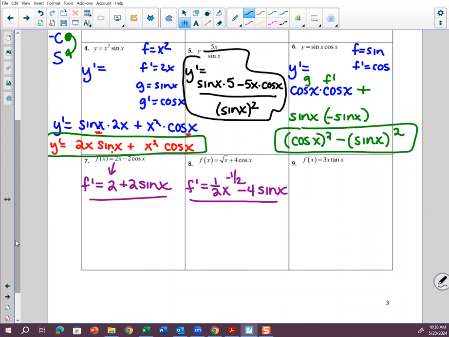And then number 9, another product rule. Tangent of x times 3 plus 3x secant squared x. Okay, I'm gonna stop this one now, and then I'll do a second video where we do some problems on the back with chain rule.